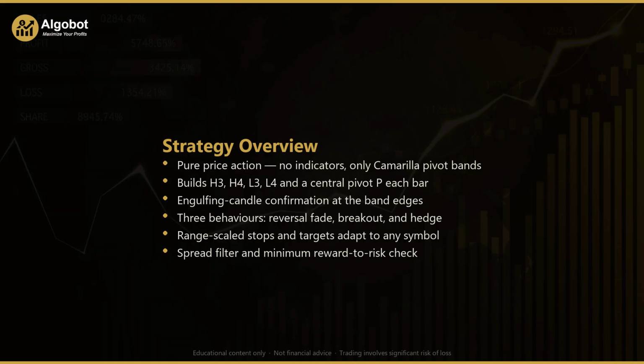What kind of trader is this suited to? Someone who is curious about combining several classic ideas into one framework. The strategy folds 3 behaviors together: a mean reversion fade at the band edge, a momentum breakout through the extreme band, and a hedging layer that lets a breakout position open alongside an opposing reversal position to manage the transition. It also includes a spread filter and a minimum reward to risk check, so cramped setups are simply skipped.